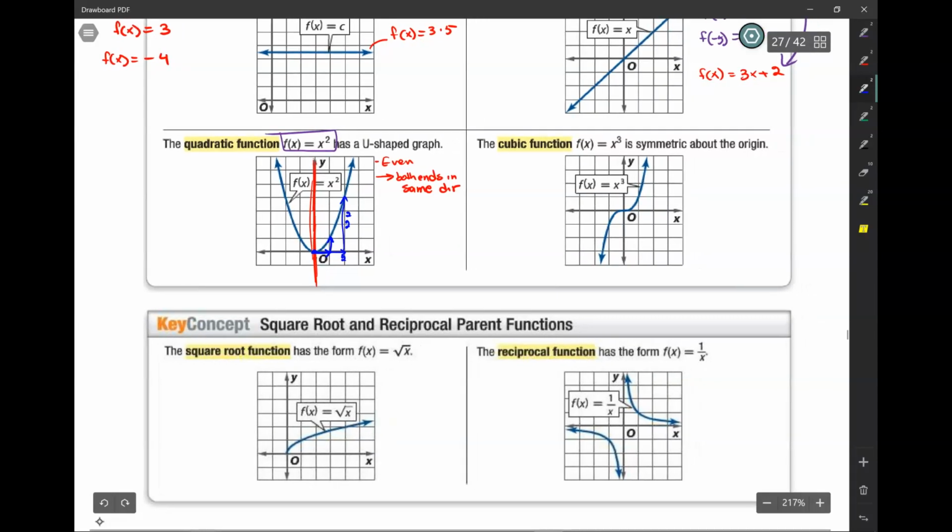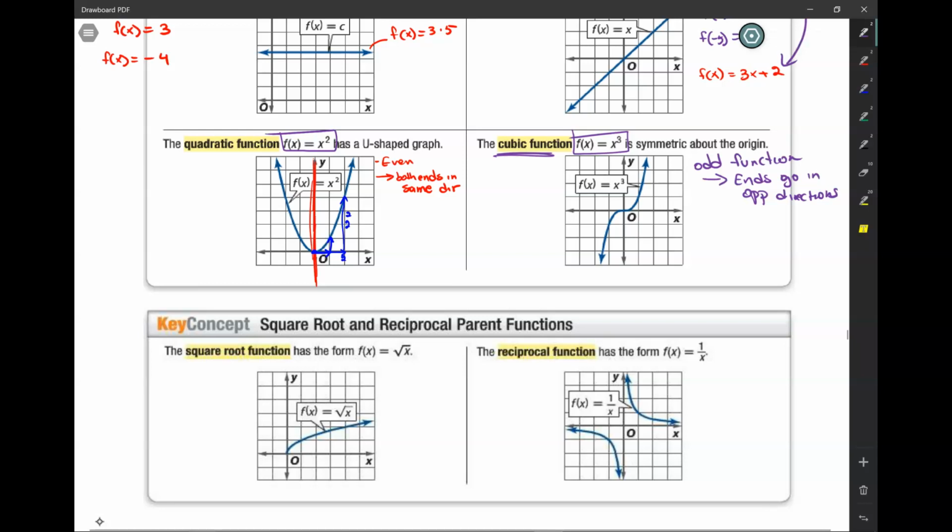All right, take a look at f of x equals x cubed. This is my cubic function. Now, is that an odd or an even function? That's an odd function. What does that mean if it's an odd function about the end behavior? They go in opposite directions, right? So the ends go in opposite directions. Okay? Now, this function cubes my values.